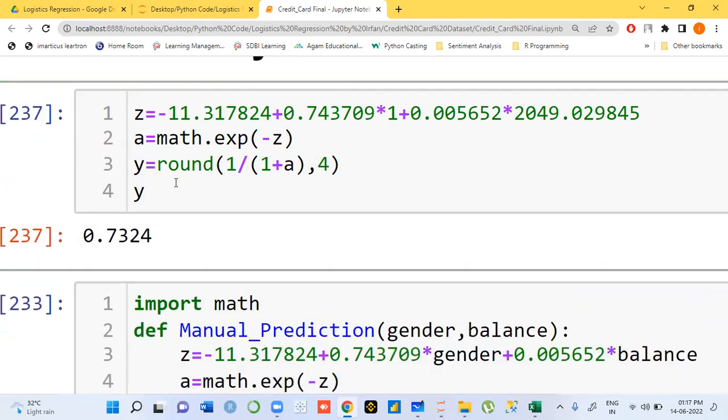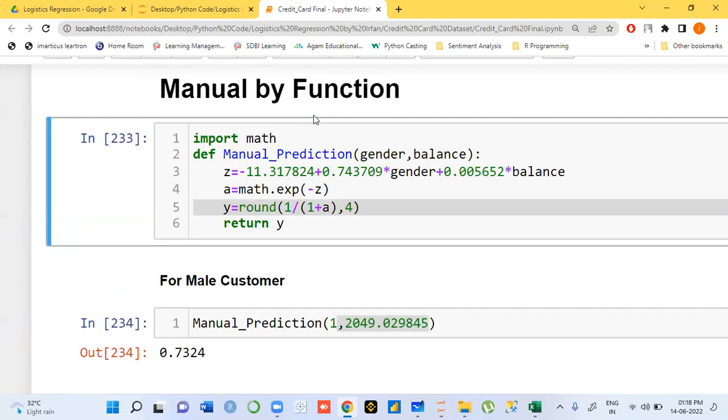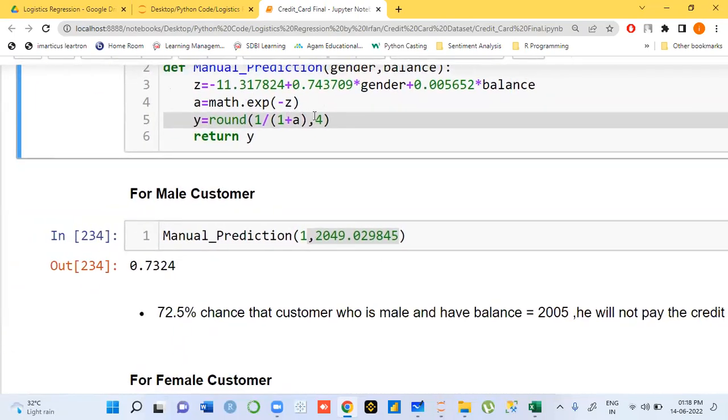What is the value of Y now? Got the point, Anisha, how it works? Yes, sir. Want me to repeat? No, sir. Got it. So we just put gender data and his balance. The way we have done for one customer, the same we will do for all customers.